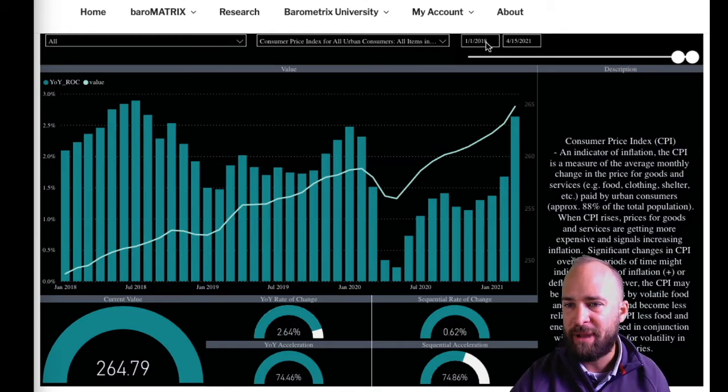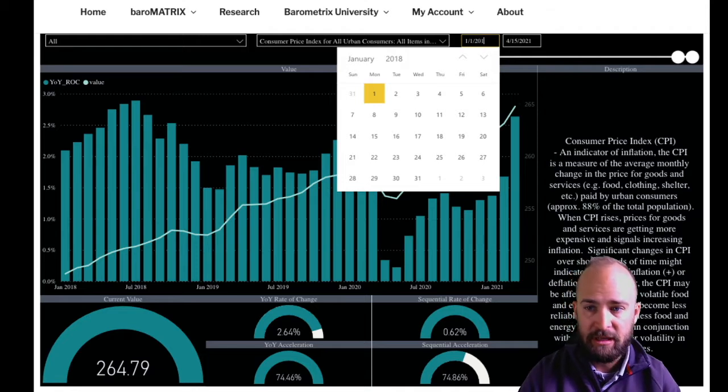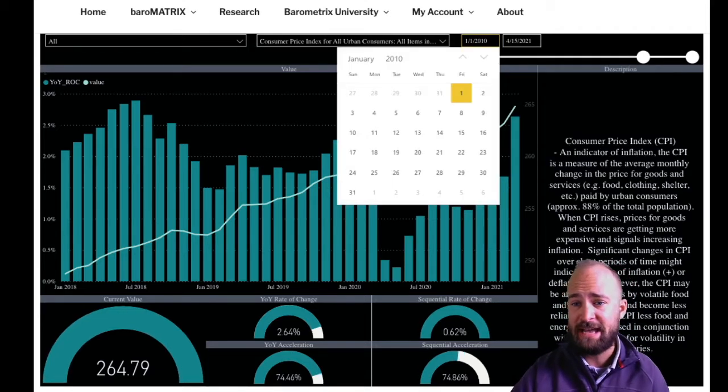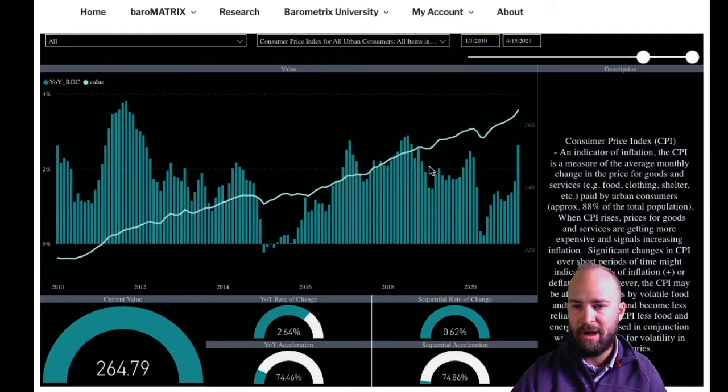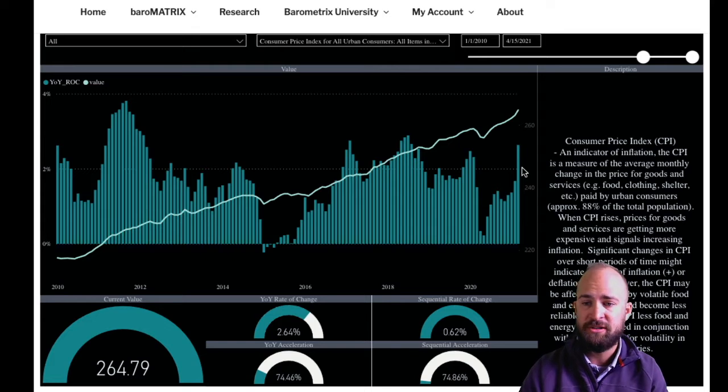So if we pull back our date range here, let's look at how this has trended through time. We see here's the 2% line. We see that more often than not, inflation has undershot 2%. So we're going to have to spend a significant amount of time above 2% to hit that average.